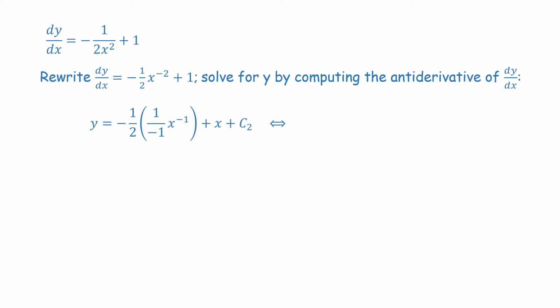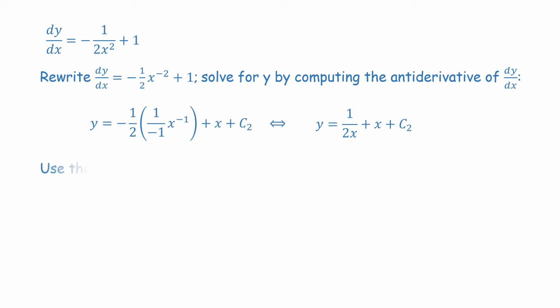We'll clean it up a little bit. We've got negative 1/2 times negative 1. So we can have y equals 1 in the numerator divided by the quantity 2x. Since we had x to the minus 1, we'll just rewrite it as a positive x in the denominator, plus x plus c sub 2.